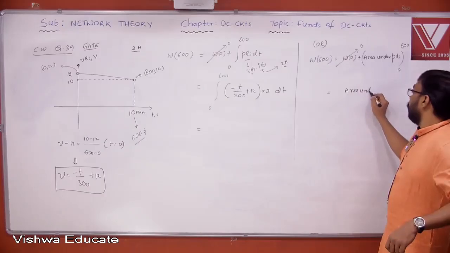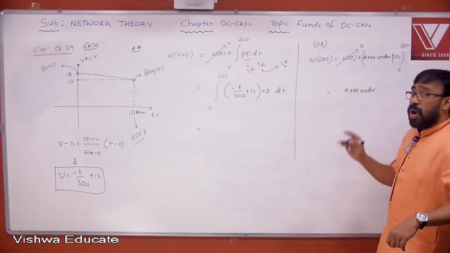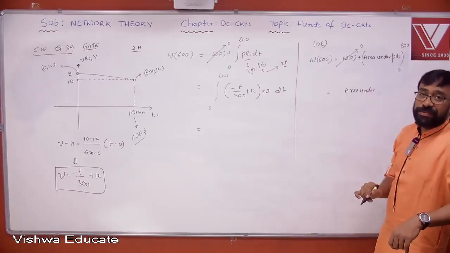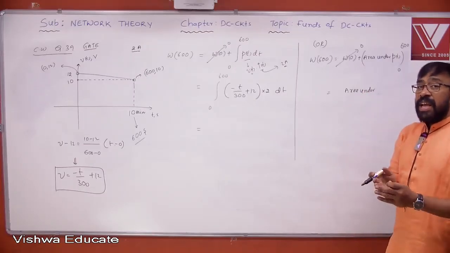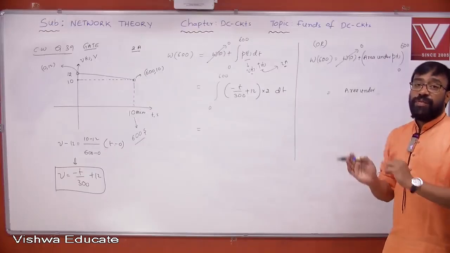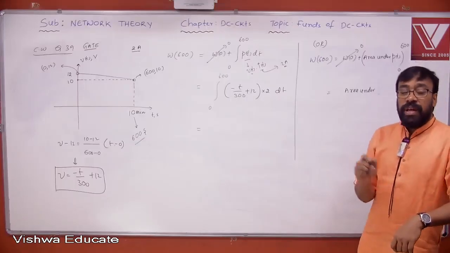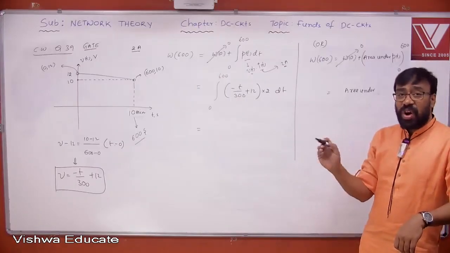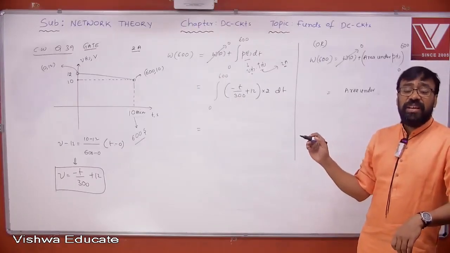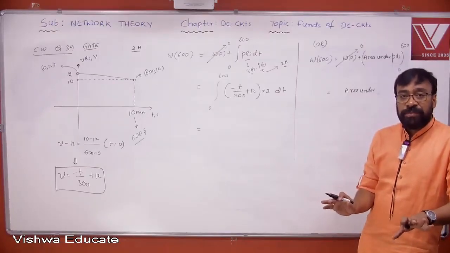Area under P of t can be written as what? Area under the product of V of t and I of t. You cannot write it as area under V of t into area under I of t. It doesn't work because integration of a into b dt is not equal to integration a dt into integration b dt. Yes or no? It's not possible.